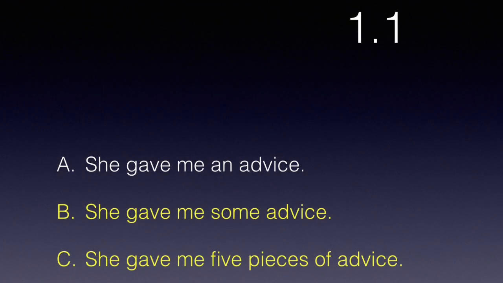We can't count advice in English. So she gave me some advice, or she gave me a piece of advice, or 5 pieces of advice, because we can count pieces. So we can't say she gave me 5 advices either.